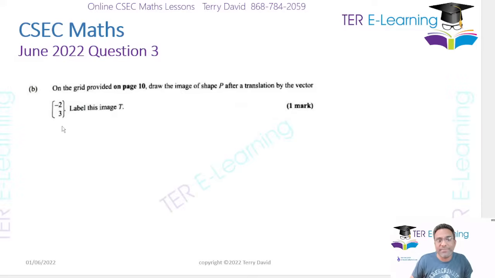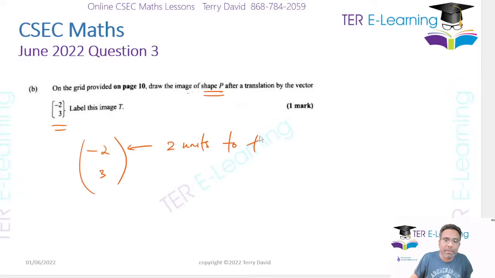Now they said on the grid, draw the shape P after translation by this here, minus 2, 3. Now, this minus 2, 3 means something. This means 2 units to the left. This here means 3 units upwards. That's what those numbers mean. When you see negative 2, it means 2 units to the left, 3 units upwards.